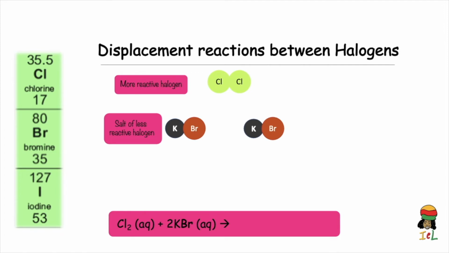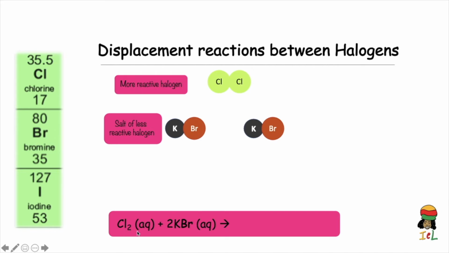Before starting the animation, recall that a more reactive halogen can displace less reactive ones from their salts. Therefore, chlorine can displace bromine and iodine from a solution of their salts. Bromine can displace iodine only, and iodine is unable to displace chlorine or bromine because it is the least reactive of the three halogens on the list. Back to the animation. The reaction involves the more reactive halogen, in this case chlorine, displacing the less reactive halogen, in this case bromine, from its salt, and the salt we're using is potassium bromide, KBr.